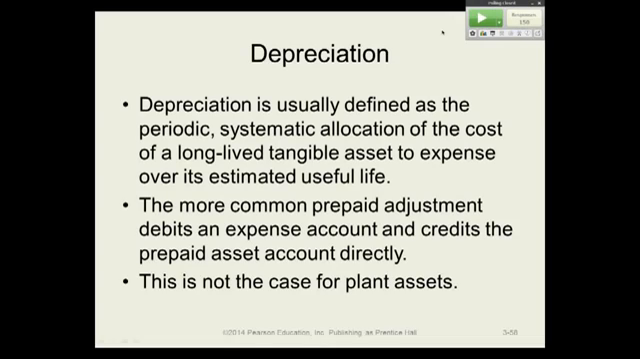And as the asset is used up and as the asset is generating revenue, as it's losing its value or as it's being reduced, we credit the accumulated depreciation. We don't credit the asset directly. So the asset is not credited directly. Now I'm going to explain why in just a moment. Okay, so we're not going to credit the asset directly.